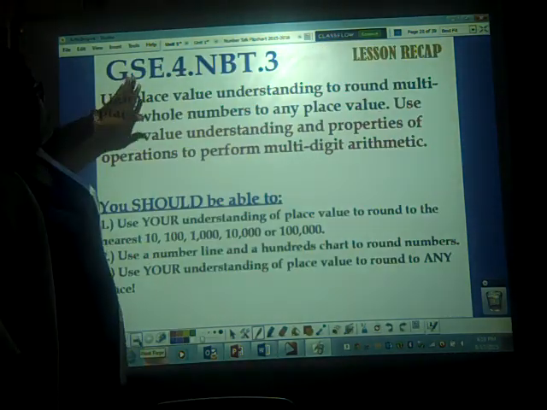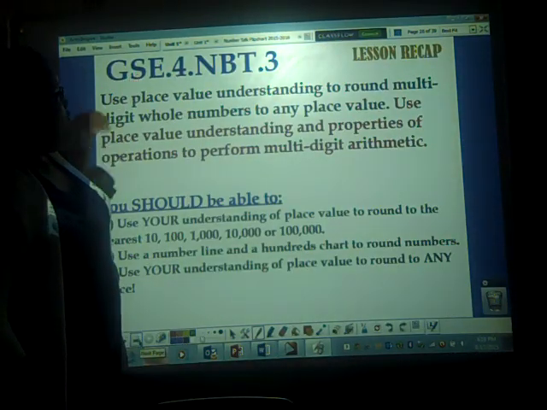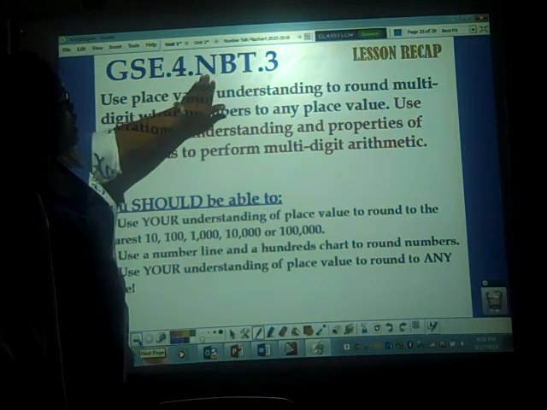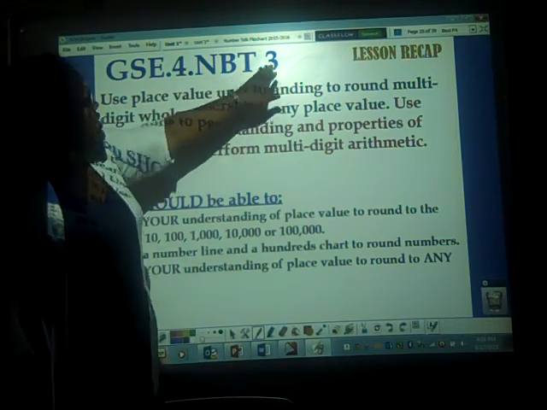So let's recap. We just went over GSE, Georgia Standards of Excellence, 4th grade, NBT, Numbers and Operations in Base 10, 3rd standard within this domain.